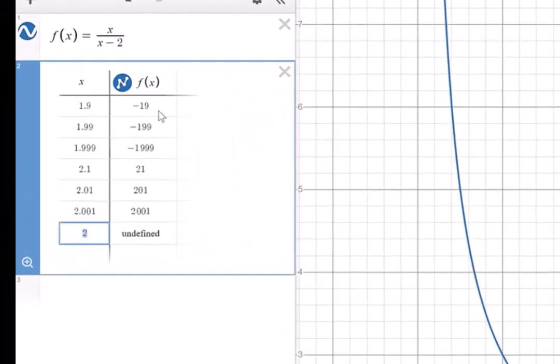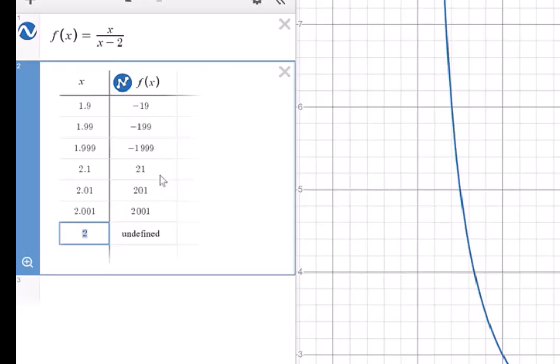At 1.9, I got -19. At 1.99, I got -199. At 1.999, I got -1,999. So as we got closer to 2, I don't have the same value. Actually, I can see the values are getting smaller and smaller and smaller.